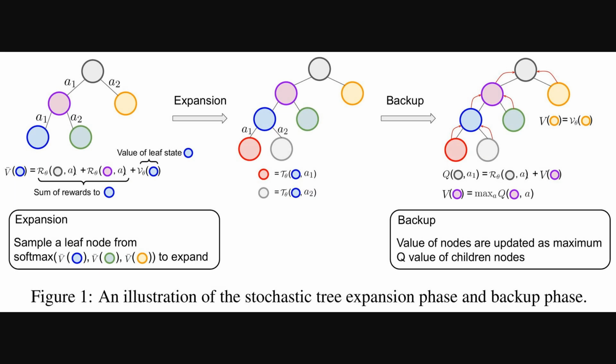So let's visualize how D-TSN actually builds its search tree. It works in these phases. First, there's an expansion phase. Here it samples a leaf node, based on path values using softmax, and explores potential next steps using the learned functions. Then, critically, there's a backup phase, where the values of the nodes get updated based on the results lower down the tree. This helps manage the search dynamically.